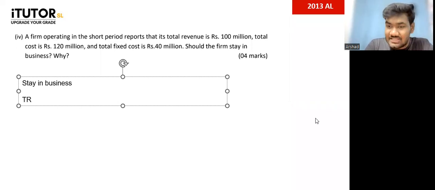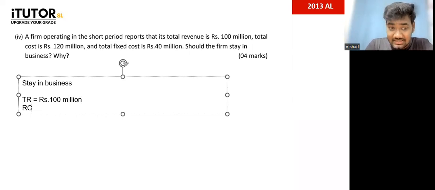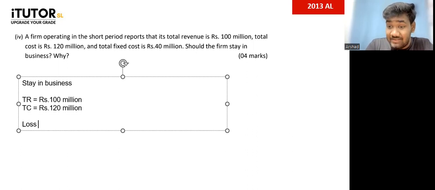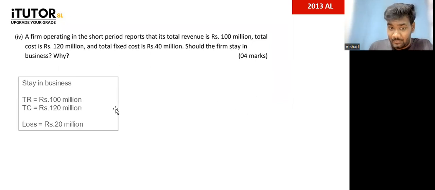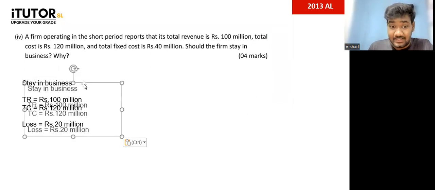If they stay in business, total revenue is 100 million. Total cost is 120 million. There is a total variable cost here too. So if they stay in business, they will make a loss of 20 million. What if they shut down?